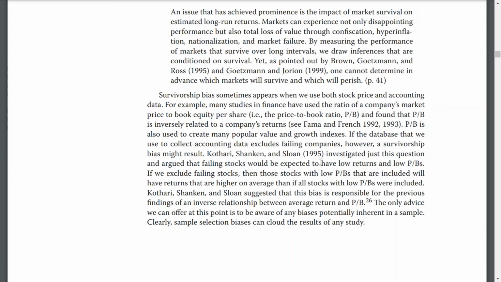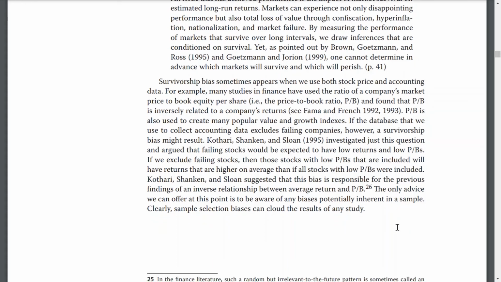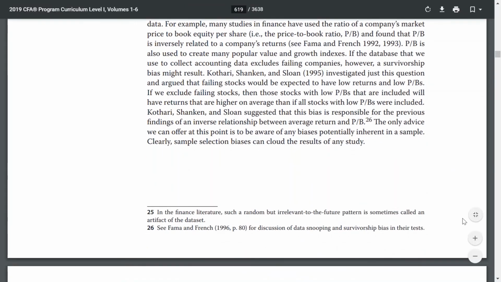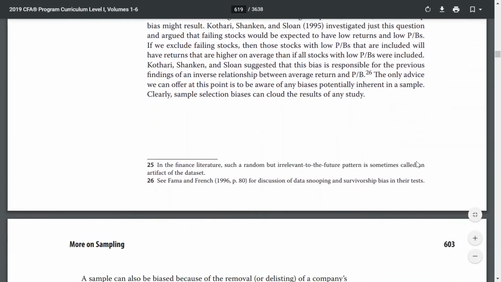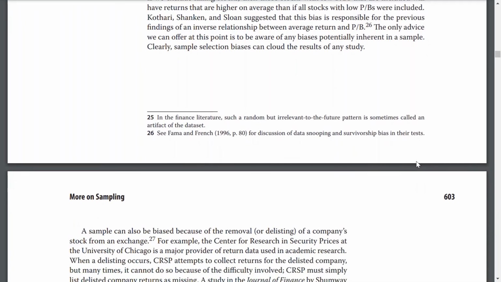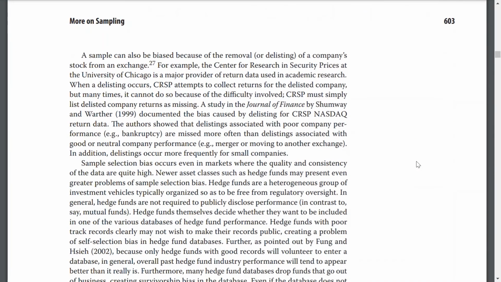The only advice we can offer at this point is to be aware of any biases potentially inherent in a sample. Clearly, sample selection biases can cloud the results of any study. A sample can also be biased because of the removal or the delisting of a company's stock from the exchange. For example, the Center for Research in Security Prices at the University of Chicago is a major provider of return data used in academic research.